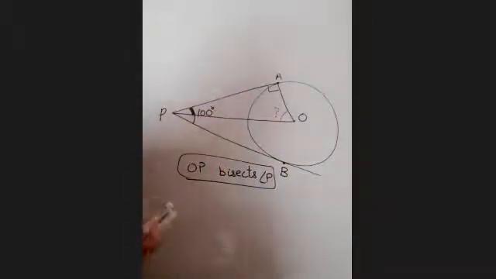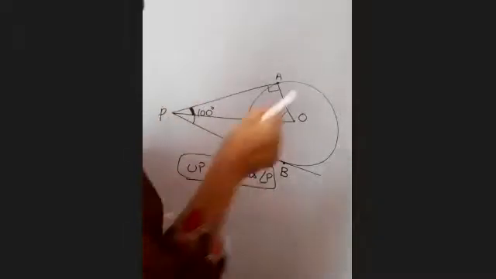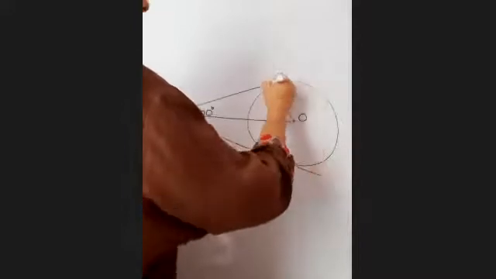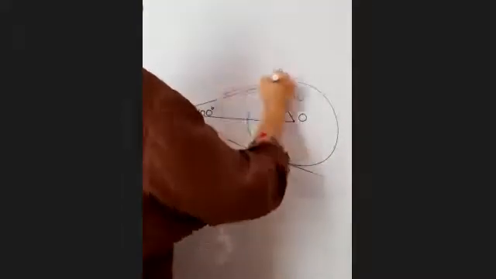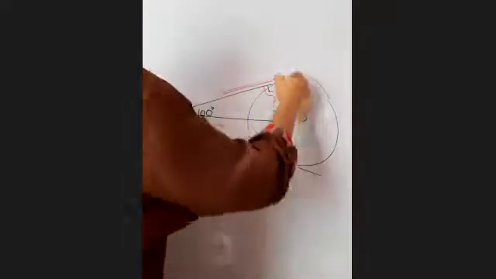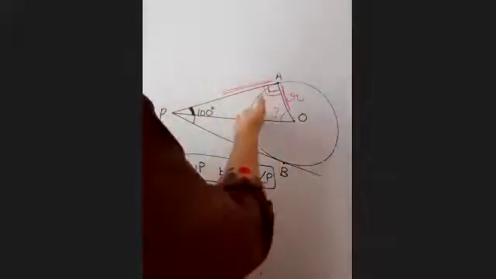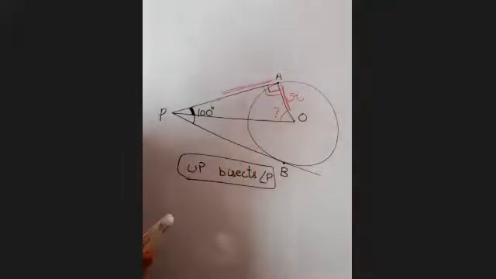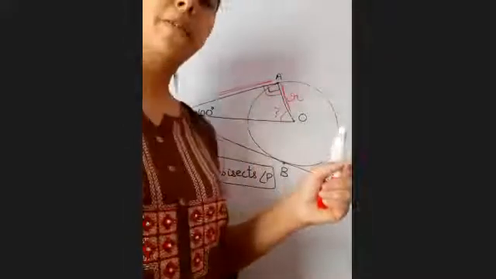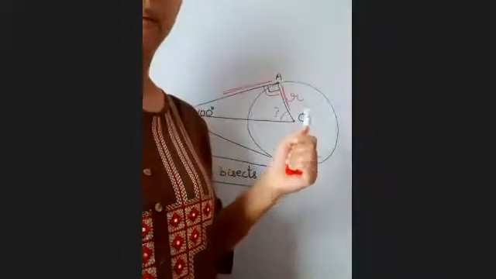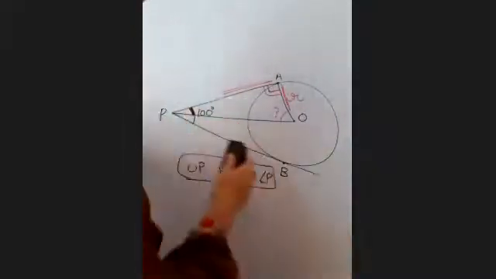Clear, beta? The only property which you have to use time and again is that radius is perpendicular to tangent. This is tangent, this is radius, and they both are perpendicular. And then you have to see whether you are applying angle sum property of a triangle or the angle sum property of a quadrilateral. Clear, beta?